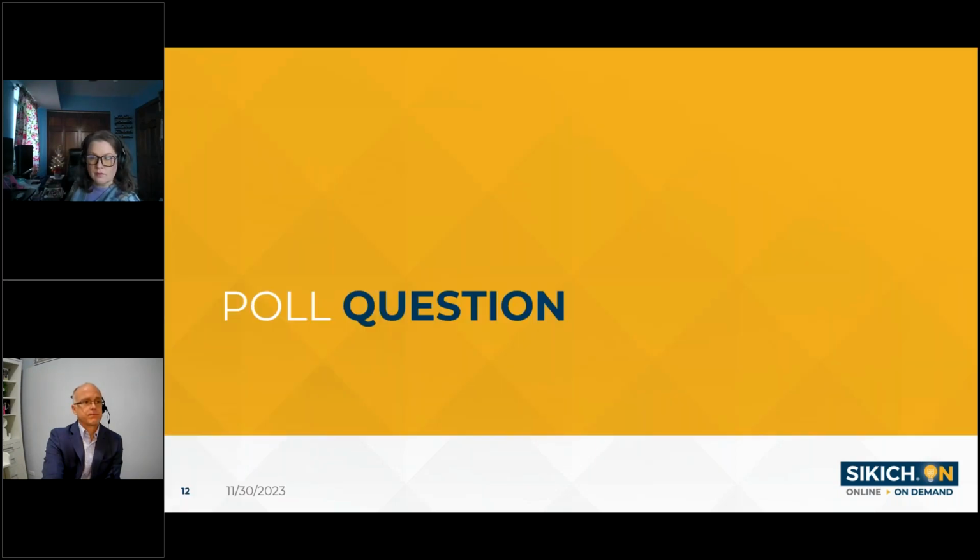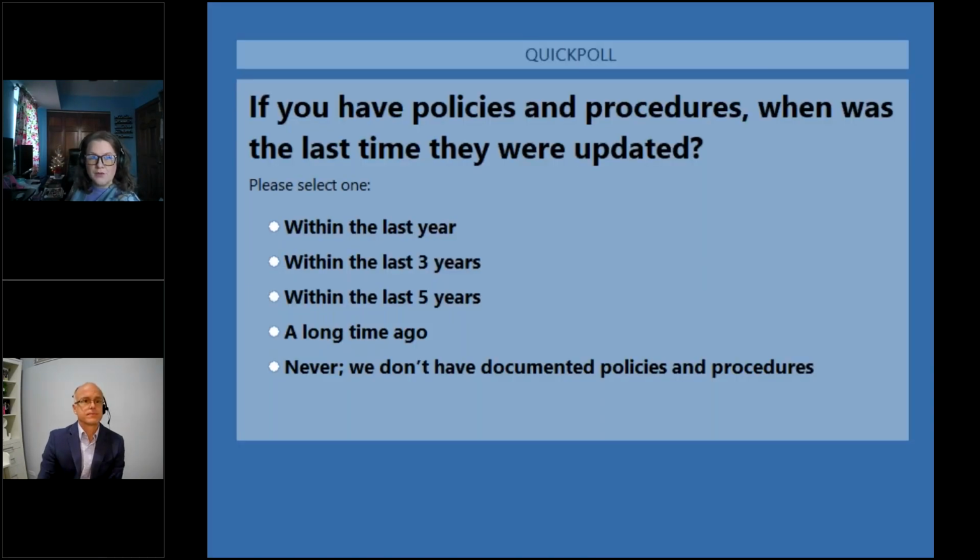Okay, so if you have policies and procedures, when was the last time they were updated? Within the last year, within the last 3 years, within the last 5 years, a long time ago, or never, we don't have documented policies and procedures. So just thinking about the policies and procedures, if you have them, when was the last time they were updated?